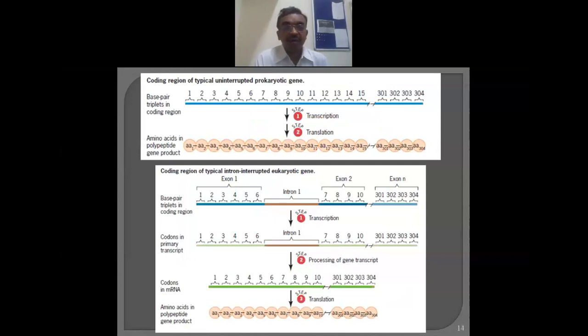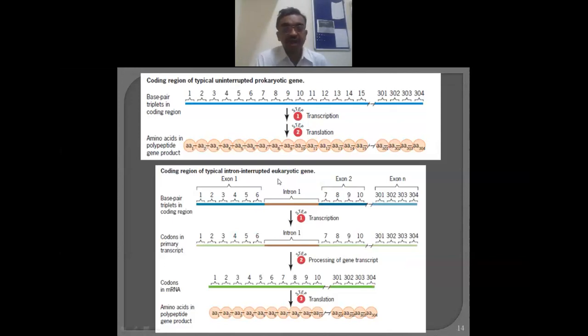Here, one important difference I already gave: in a prokaryote, whatever transcript is synthesized is directly available for the synthesis of a protein. Means the transcript generated from transcription is available for translation. One codon gives amino acid one, the second codon gives amino acid two. In that way, it is a continuous one.